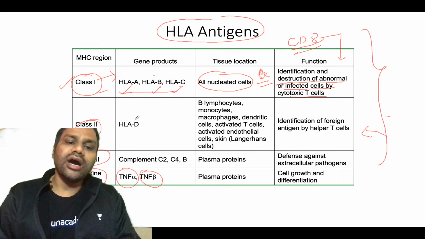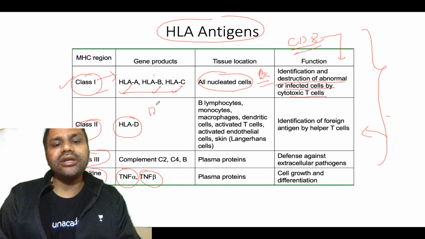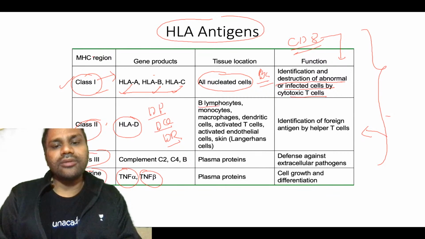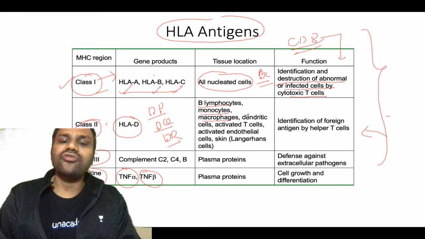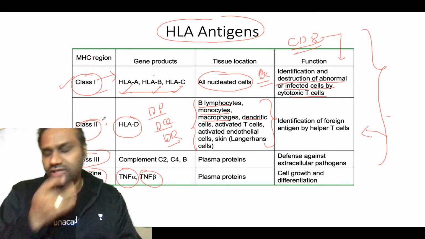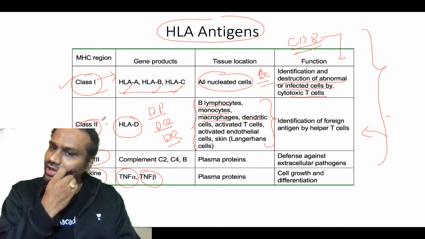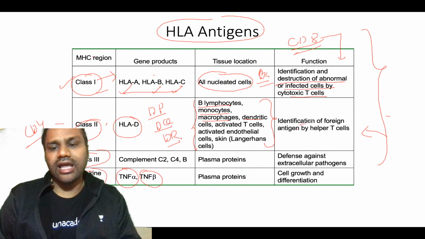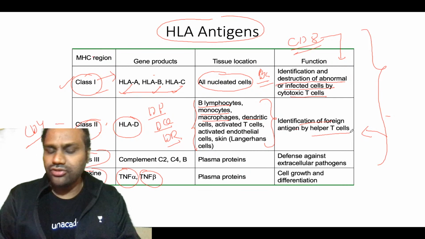Now class 2 is HLA-D: HLA-DP, DQ and DR. Where is HLA class 2 found? It is found on B lymphocytes, monocytes, macrophages and dendritic cells. All your antigen presenting cells mostly contain MHC class 2. This is again important, and class 2 is recognized by CD4, which acts as a helper T cell, as you know very well.